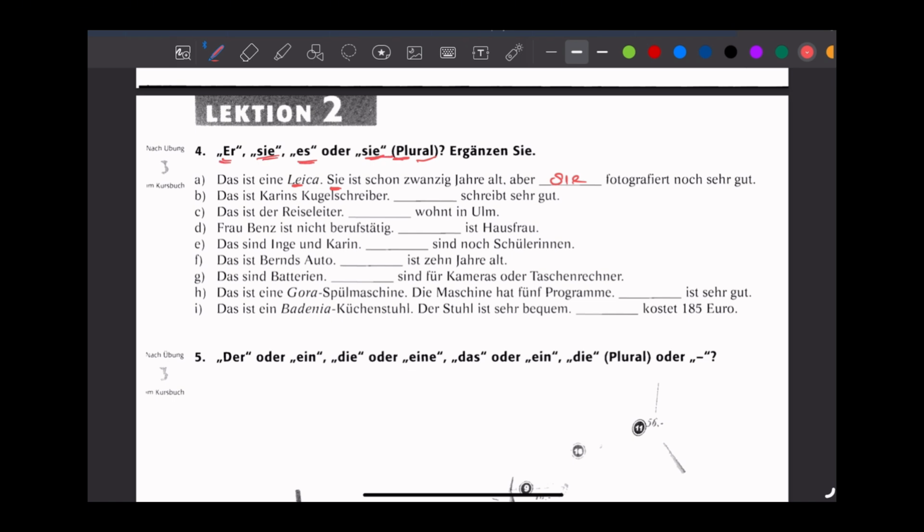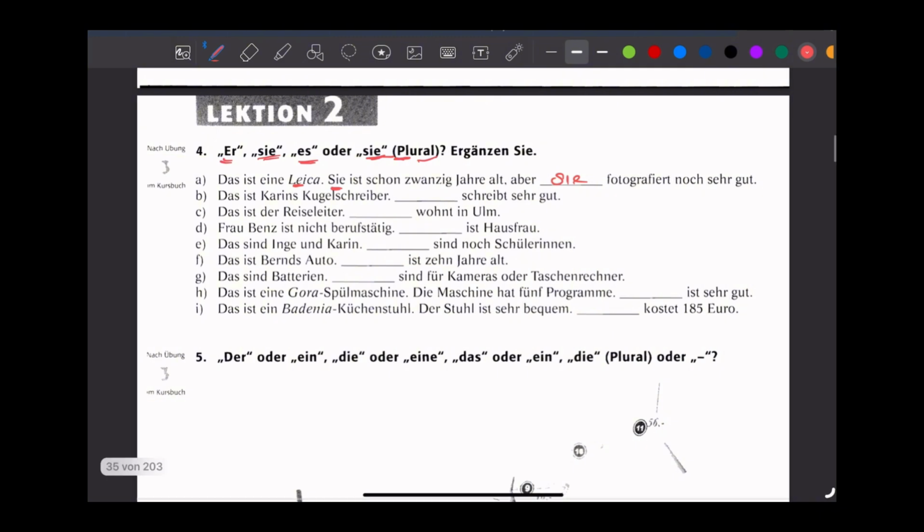So B, das ist Karins Kugelschreiber. Er schreibt sehr gut. Kugelschreiber, der. Das ist der weise Leiter. Er wohnt in Ulm. Like the tour guide. Remember I told you profession, when it is a female it's Leiterin, then you know it's sie.